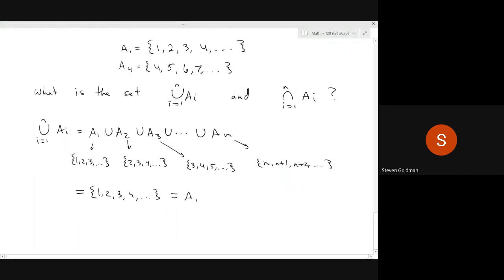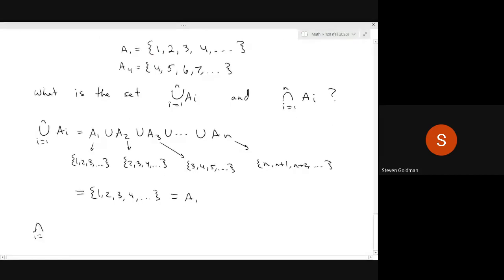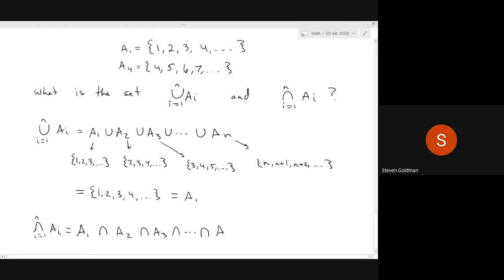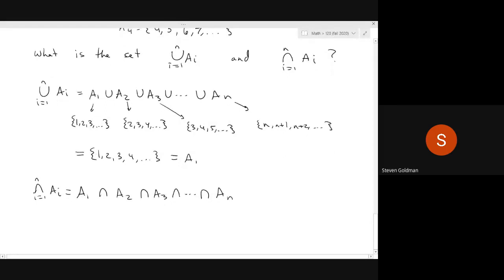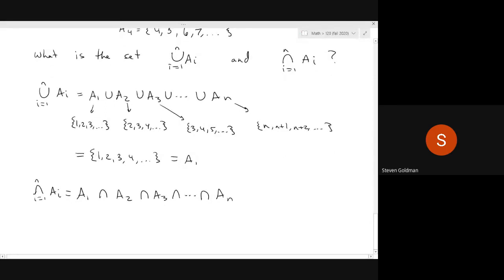What about the intersection? The intersection from I equals 1 to n of A sub I will be the intersection of these sets. The intersection is the set of only those elements that appear in each set. Which elements are the only elements that appear in each set A sub I?